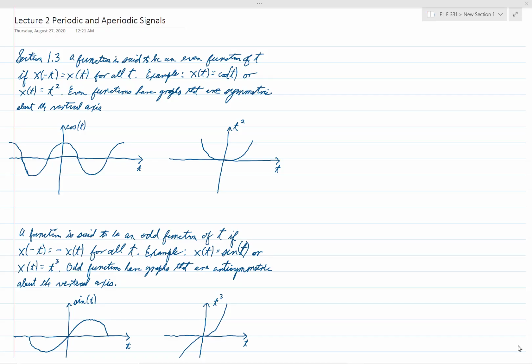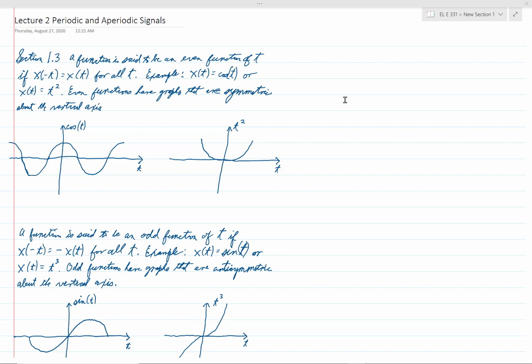Hi everybody, welcome to lecture 2 of Electrical Engineering 331. We will in this lecture continue to talk about signals, and in particular today we'll talk about periodic signals, and we will begin to talk about aperiodic or non-periodic signals as well. So let's jump right in, and this is section 1.3 in your book.